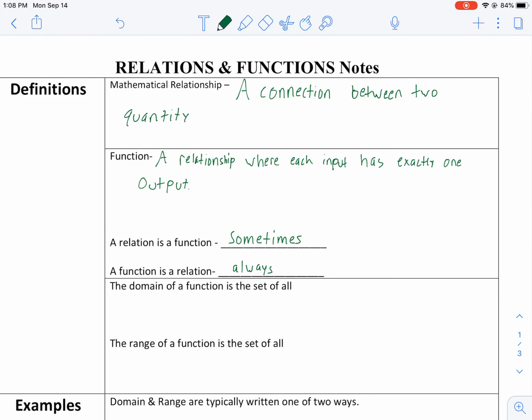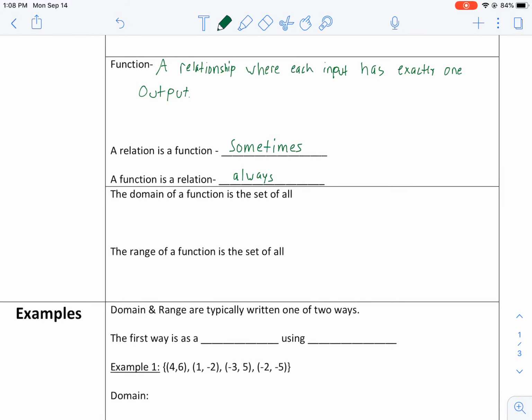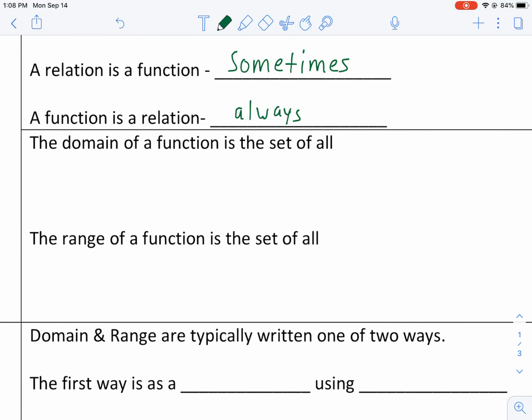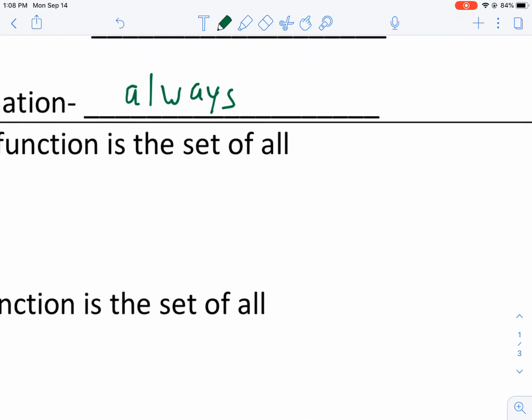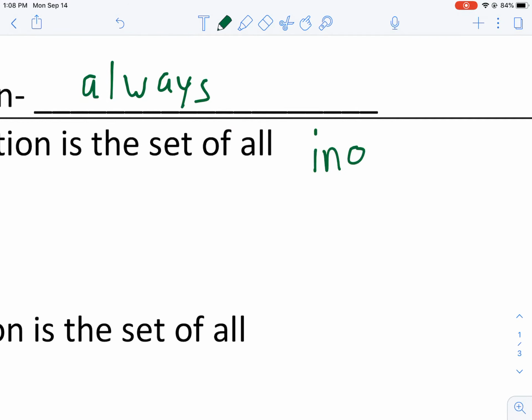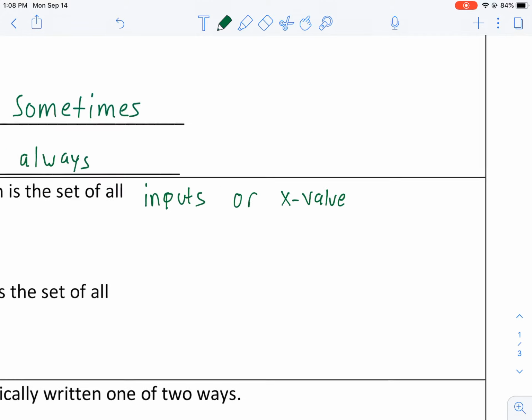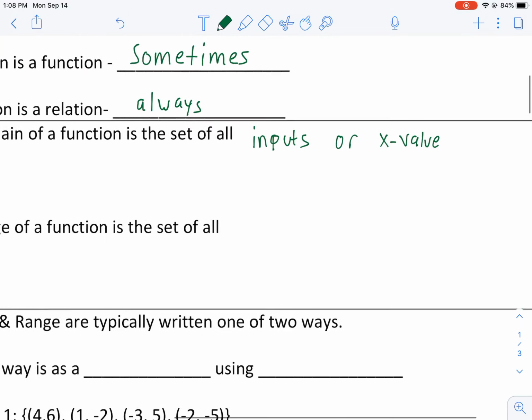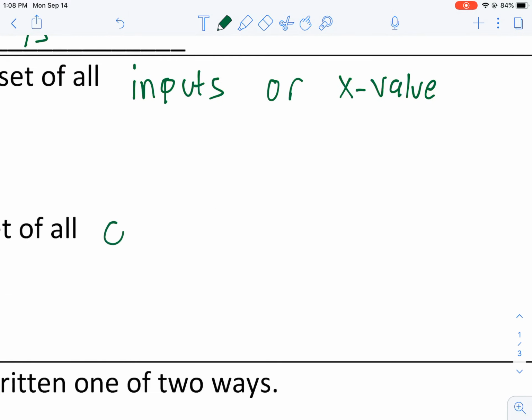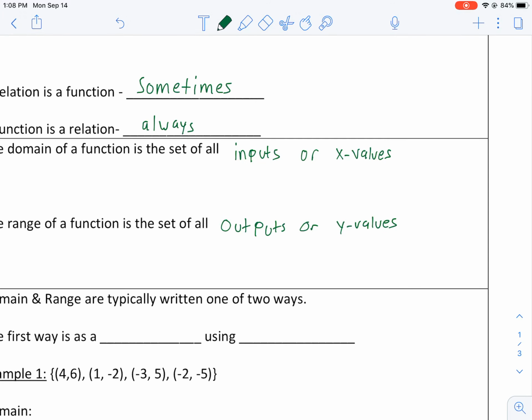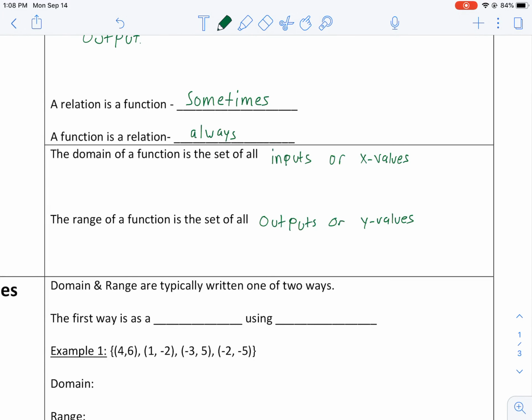So now that we have relations and functions, we're going to start talking about domain and range. So the domain of a function is the set of all inputs. Another way to say that would be x values, because we've talked about how the x value of your function is your input. And then the range of a function is the set of all outputs, or y values. Okay? So domain is inputs, range is outputs.